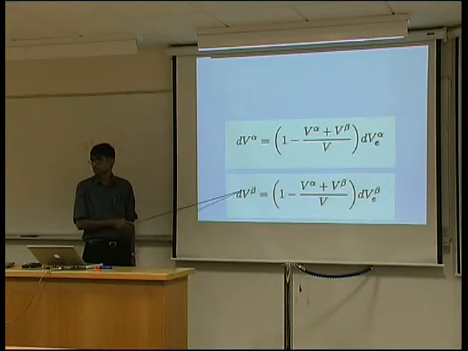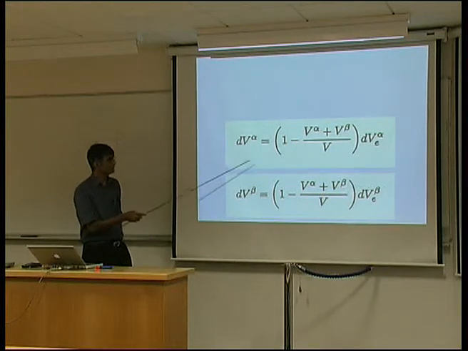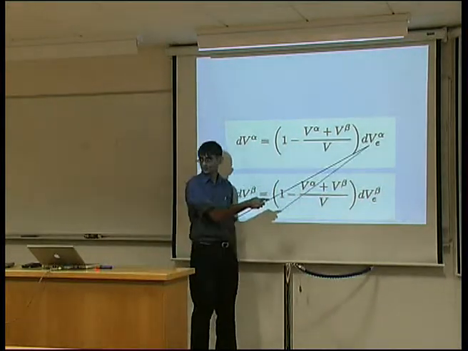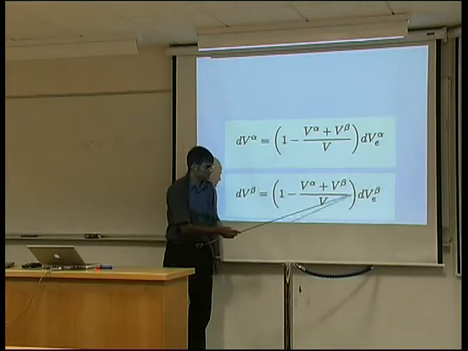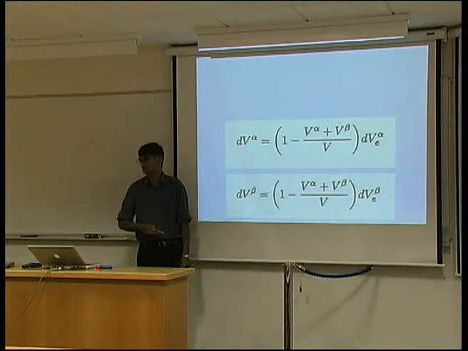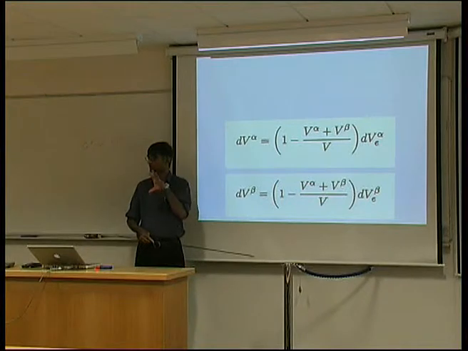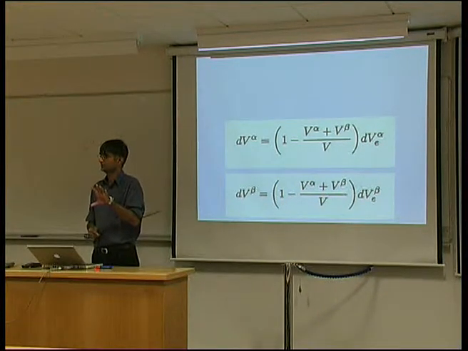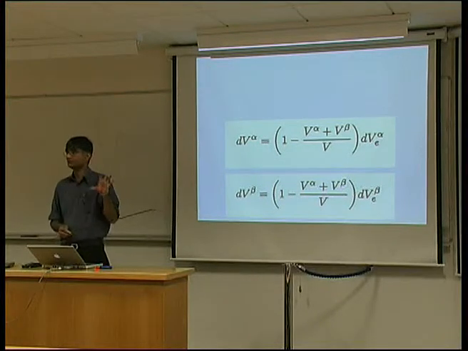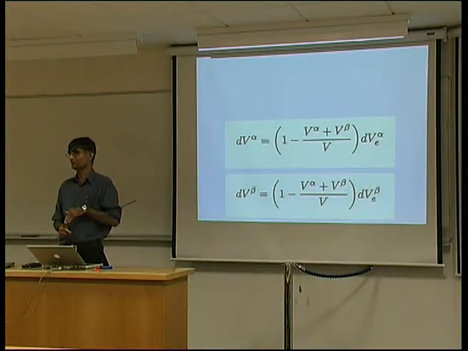We have two equations here. The increment in alpha is related to the extended volume of alpha, and the increment in beta to the extended volume of beta, but the probability of finding untransformed region has both phases. So the equations are coupled, and you solve them simultaneously. Now, if you have 10 different phases, you have 10 different equations.